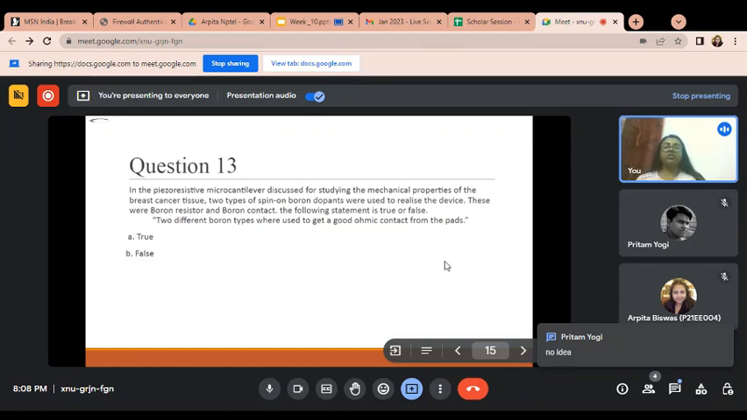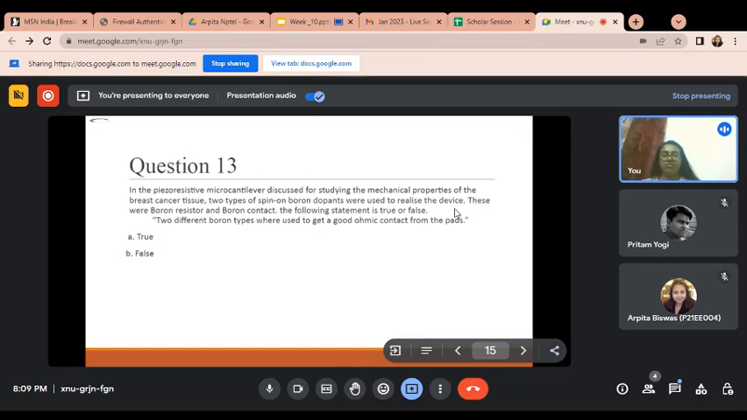They are using the piezoresistive microcantilever discussed for studying the mechanical property of the breast cancer tissue. Two types of spin-on boron dopants were used to realize the device. These were boron resistor and boron contact. The following statement is true or false.